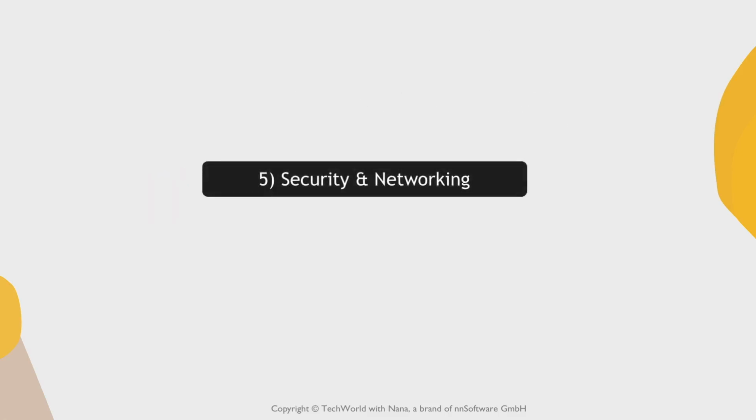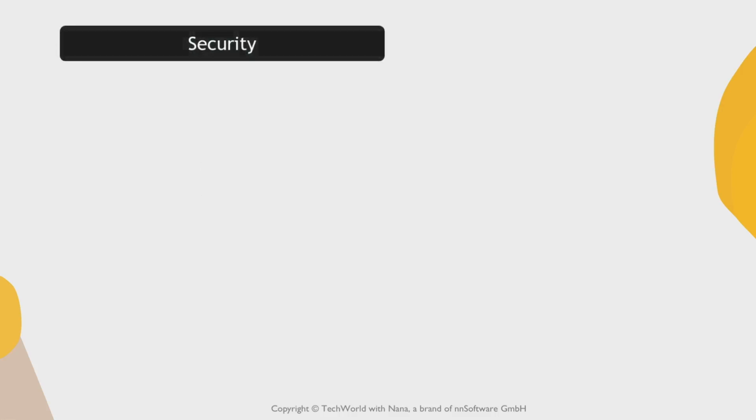And finally, some other tasks of the operating system, also very important and crucial tasks, are security and networking. In terms of security, the operating system is responsible for managing users and their permissions.